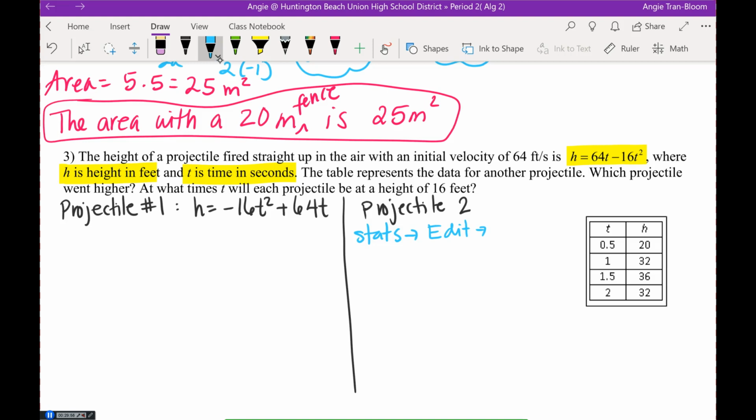Hit stat, okay? You're going to calculate. What else do I have to calculate? We're not going to do line. Remember, we're no longer in linear regression. Quad. We want to go to quad reg. And then calculate. All right.